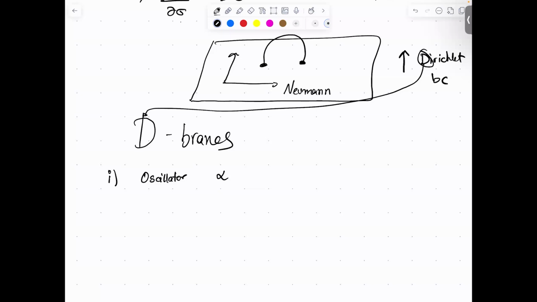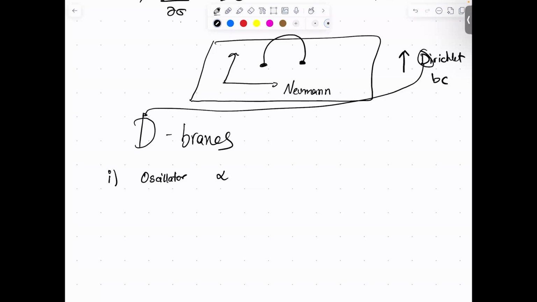D1 branes have this other special interpretation. They're there, but they have another interpretation. It's called F1 strings for some weird reason. But yeah, okay. So now we can do the oscillator business.